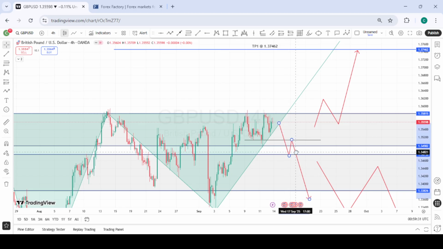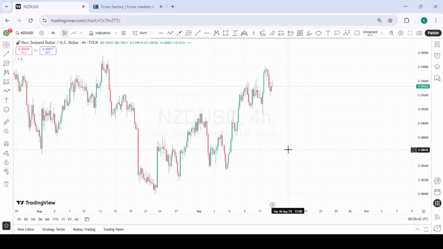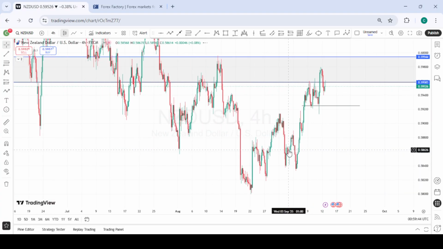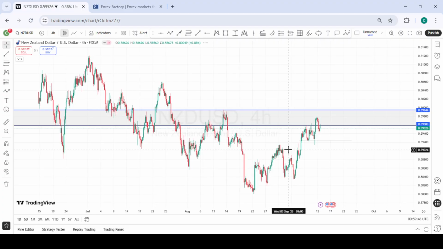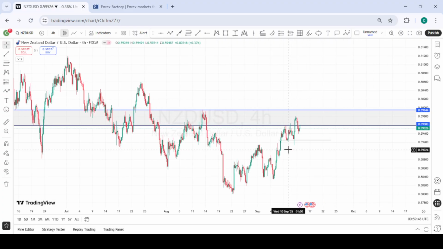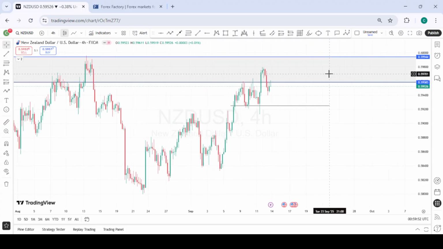But at the moment, we are still neutral on a higher time frame perspective. But on the lower time frames, price is trying to shift bearish. So let's be on the lookout for the coming week. We also have here NZDUSD. NZDUSD is also very bearish on the weekly and daily perspective, and price has actually made its way to this area of interest.